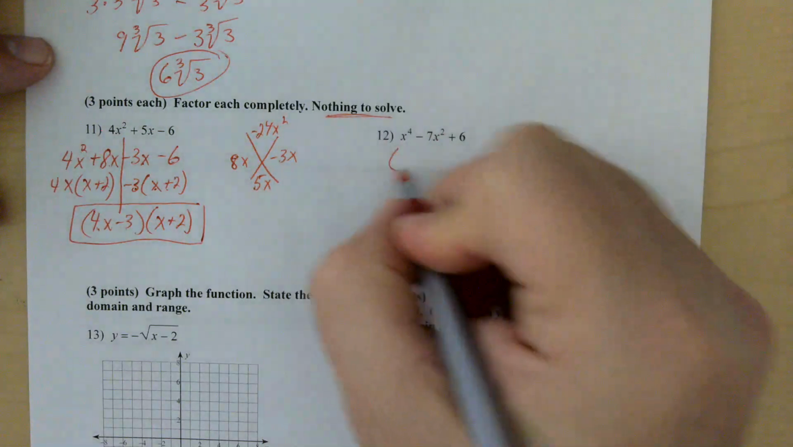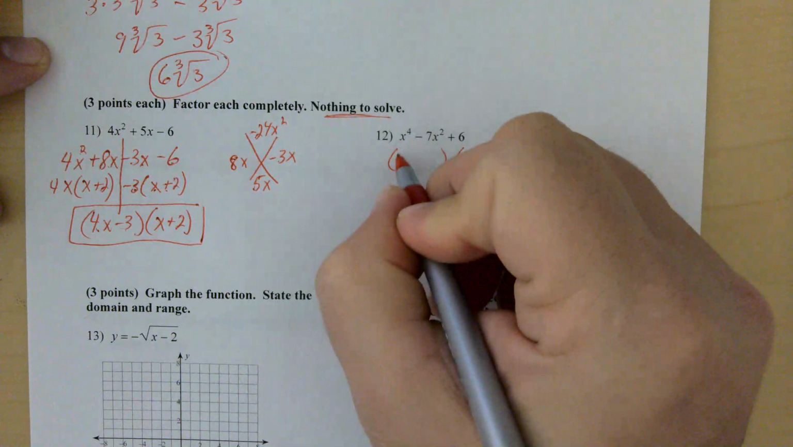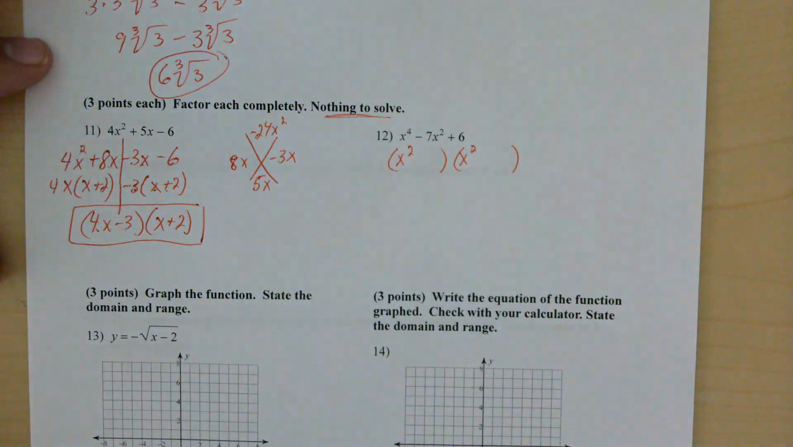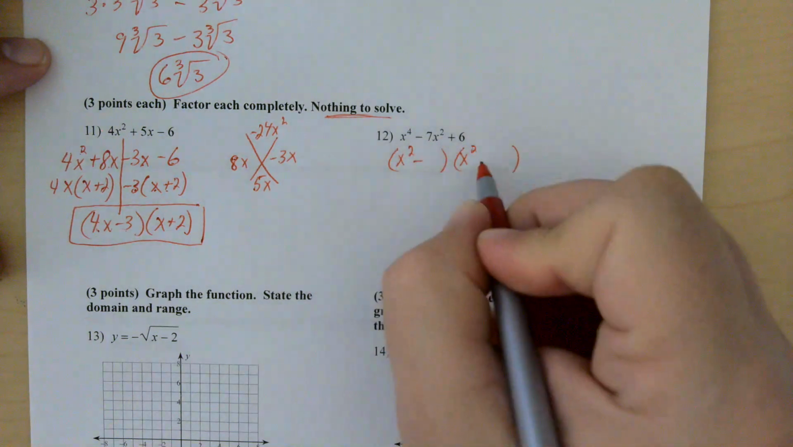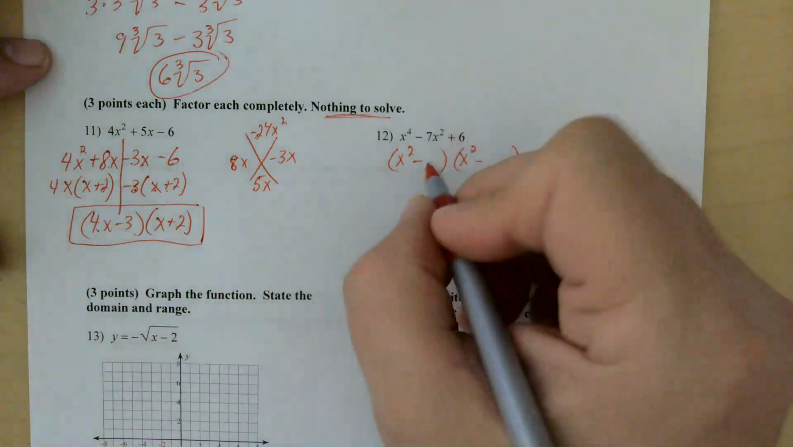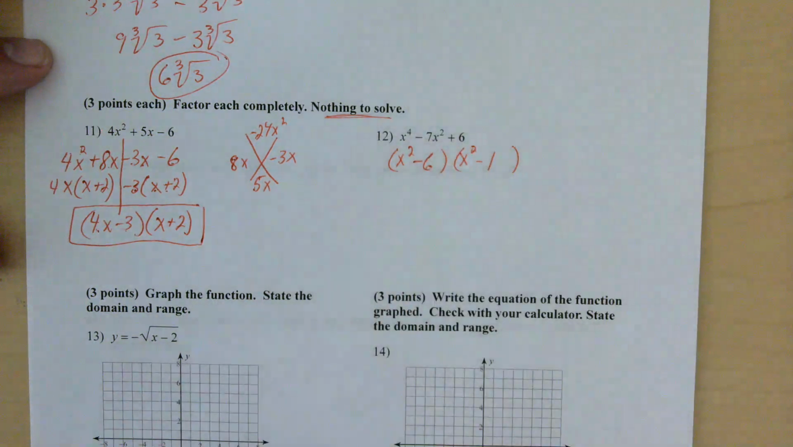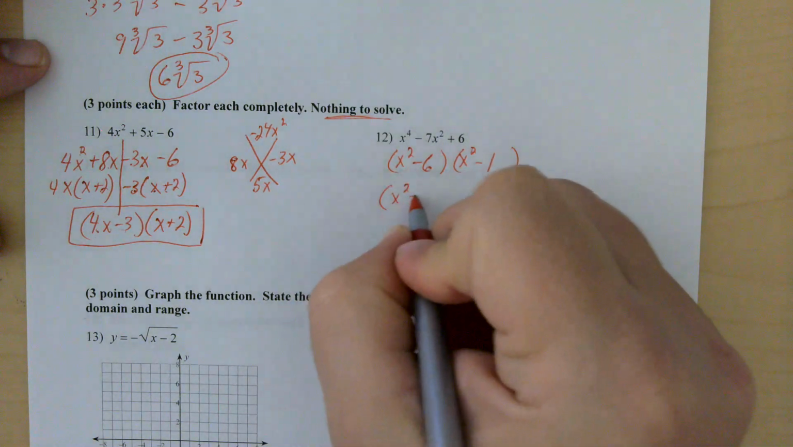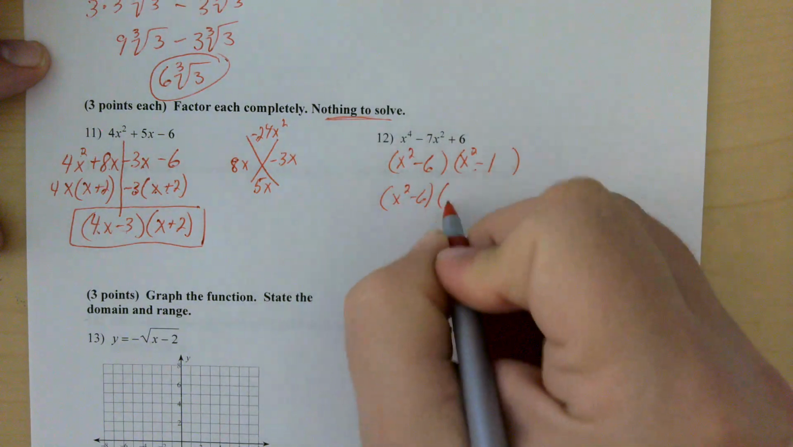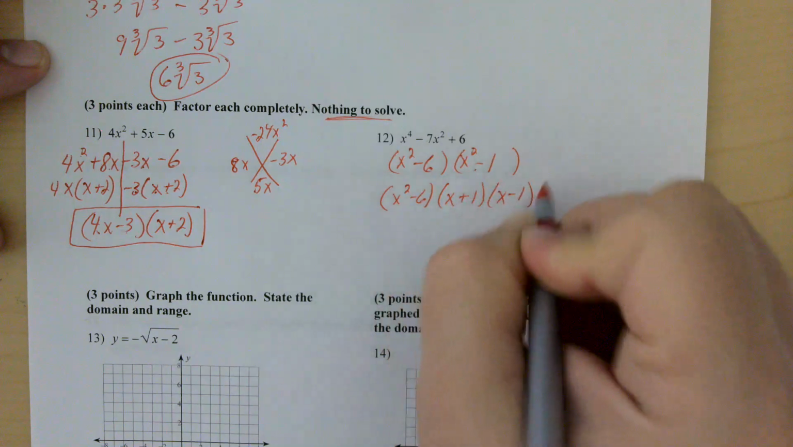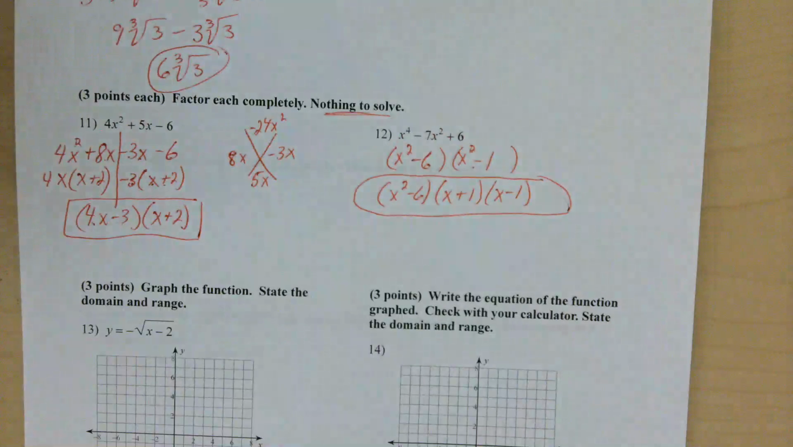Okay, for this one, it is a quartic, so you have to break up x to the fourth as x squared times x squared. It's a positive 6, but since I need a negative 7, I need minus, minus. So I'm going to have a 6 and 1. And don't stop there. I'm going to take a point off if you stop here. You can't factor x squared minus 6, but you can factor x squared minus 1 as x plus 1, x minus 1. That is fully factored.